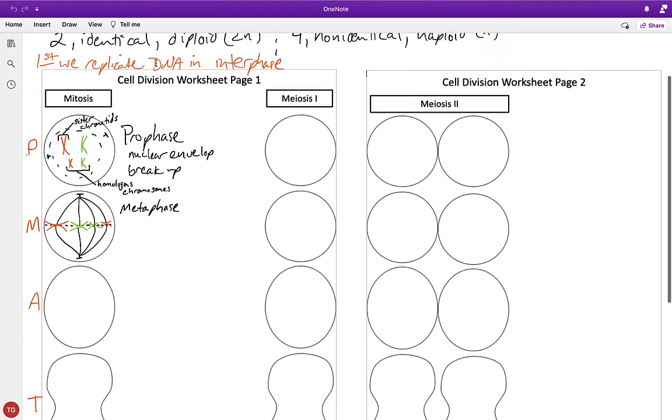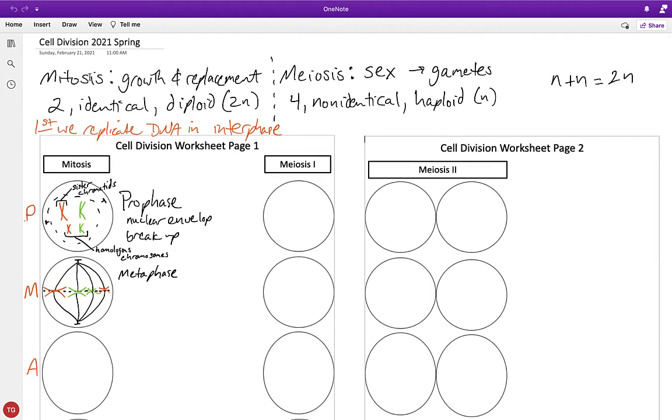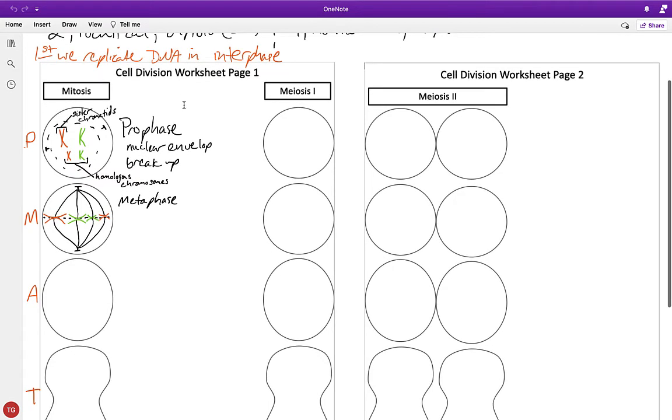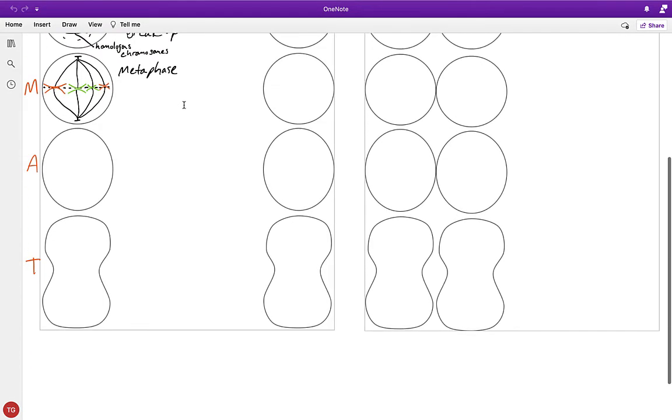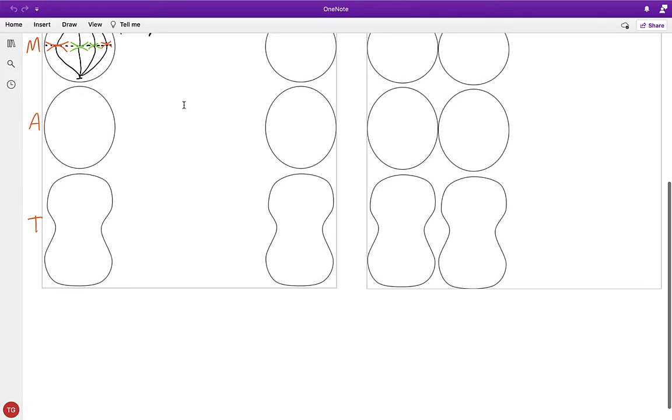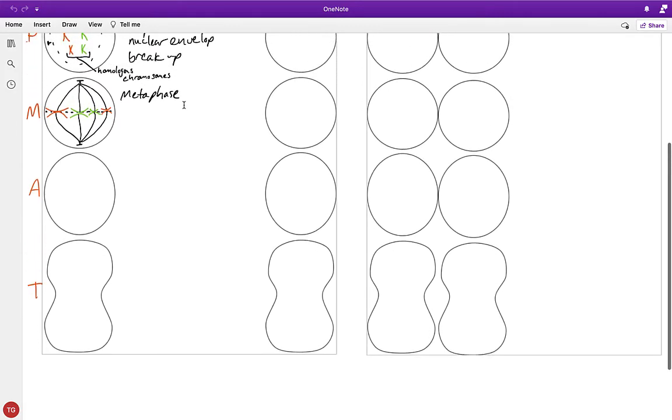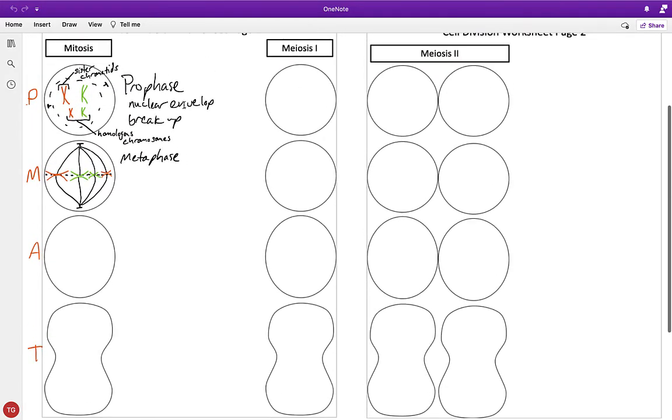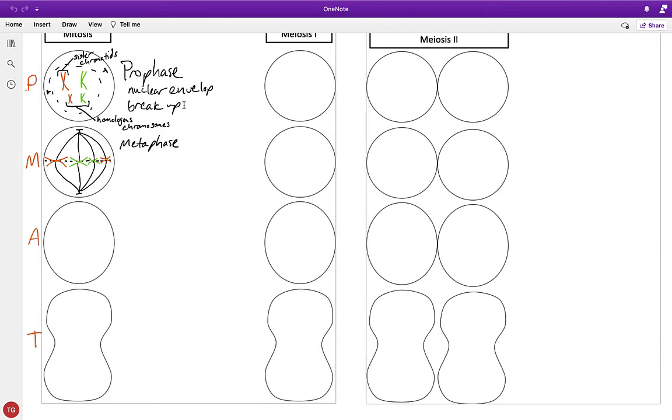And if we scroll back up for a second, we can remind ourselves that mitosis, used for growth and replacement, is going to produce two identical diploid cells. It means the cells are going to be the same as each other. They're also the same as the cell that we started with. And in order to make all of this work, mitosis has to double the DNA and then split it in half perfectly so that we have two complete diploid cells.